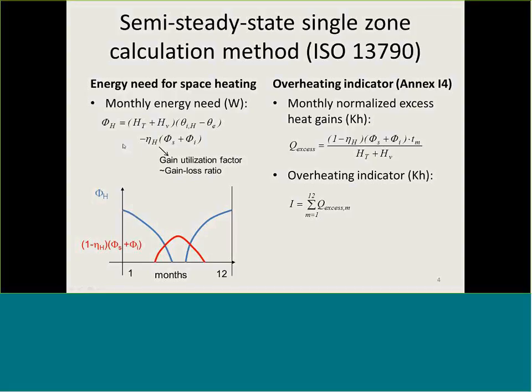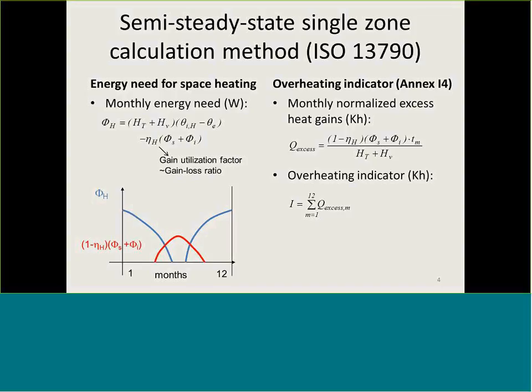In calculating the energy need for space heating, the monthly energy for heating is calculated from the heat losses minus the utilized gains. The gains are used to reduce the space heating energy needs. That's a well-known equation, I believe.